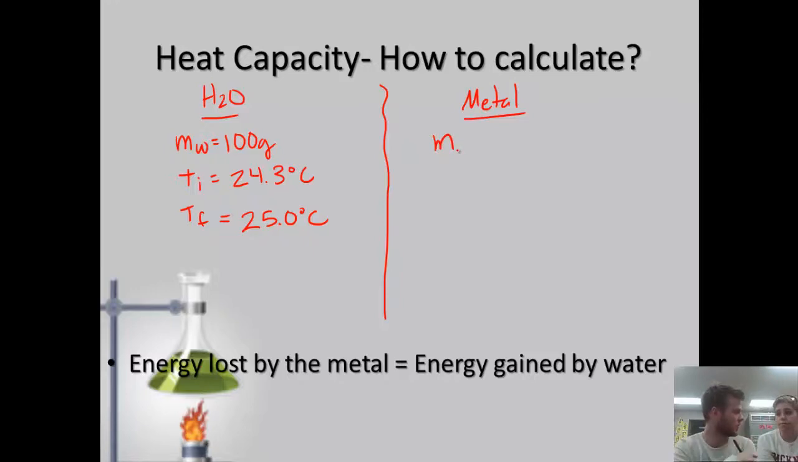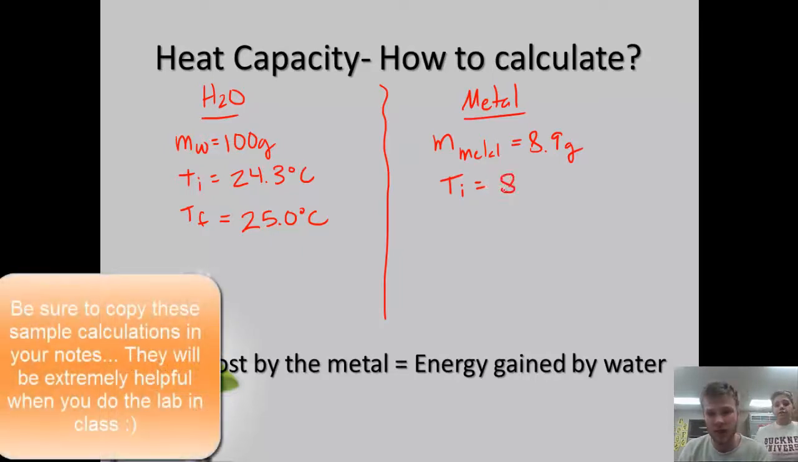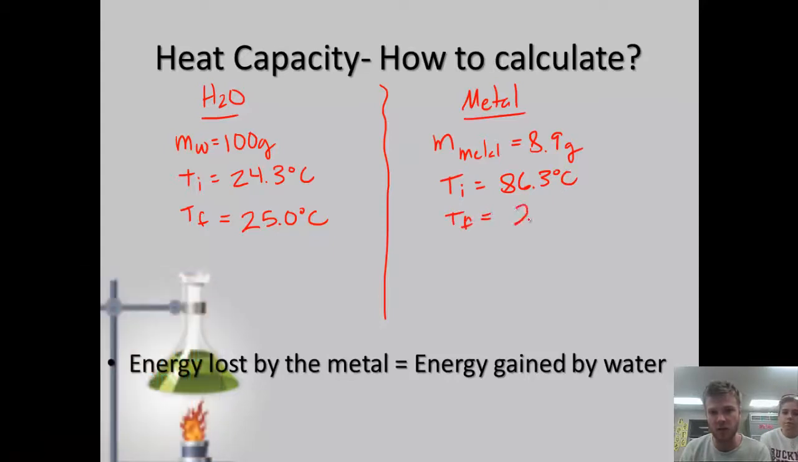And our metal, how much? We didn't weigh that at the end, but after we clicked off the video, she went and weighed it. The mass of the metal was 8.9 grams. The initial temperature of the water it was sitting in was 86.3 degrees Celsius. And remember, we assumed the final temperature was the same, that they reached equilibrium. We waited until they evened out.